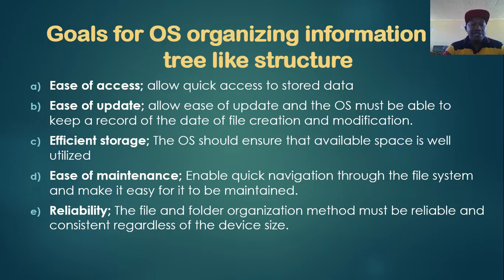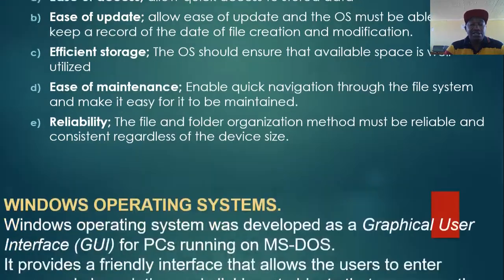When you talk about ease of access, this allows quick access to stored data. Ease of update: the OS must be able to keep a record of the date of a file creation and modification. That is for the ease of update. Efficient storage: the OS should ensure that available space is well utilized. Ease of maintenance: this enables quick navigation through the file system and makes it easy to maintain. And lastly, reliability means the file and folder organization method must be reliable and consistent regardless of the device size.